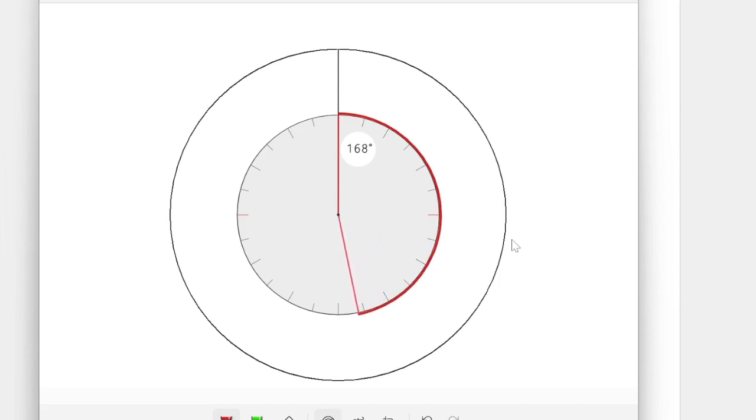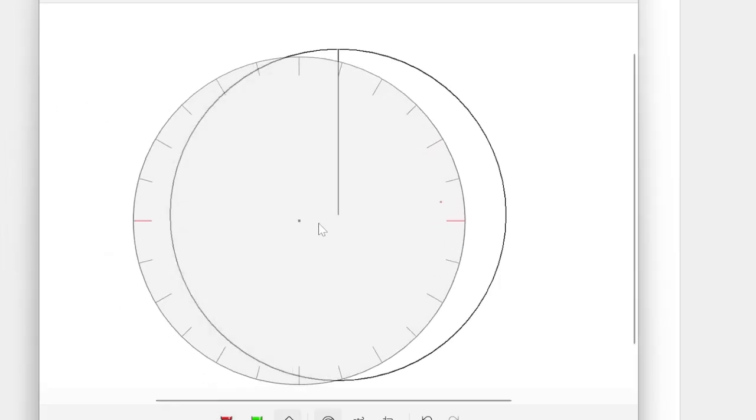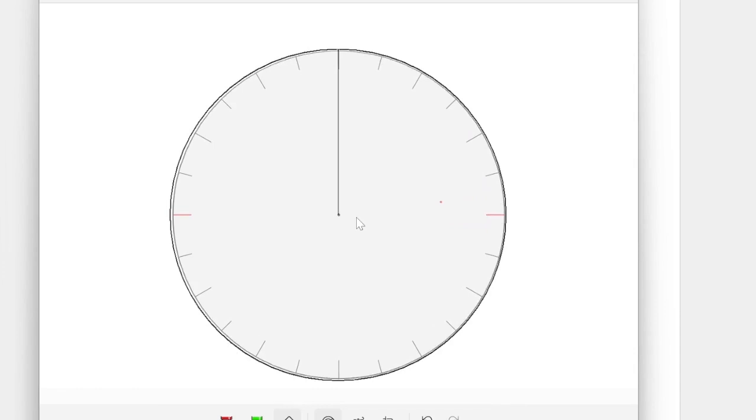Actually, so I've just redone that. I've just made my protractor the same size as my circle, and I'm going around to 168. So let's try that again.